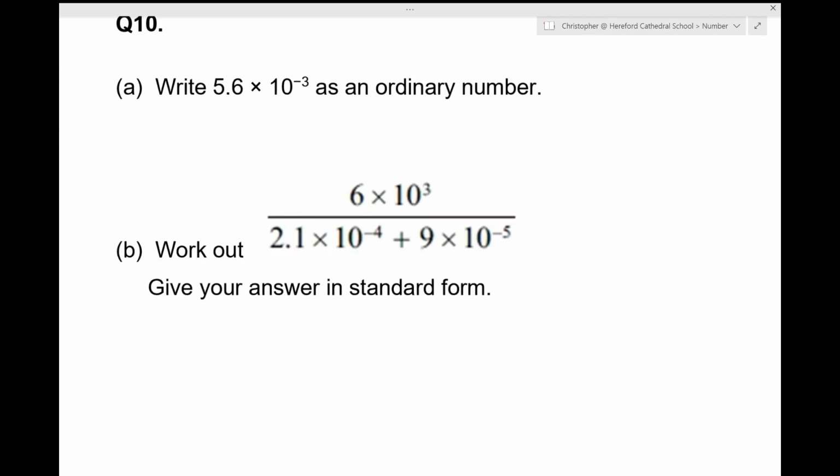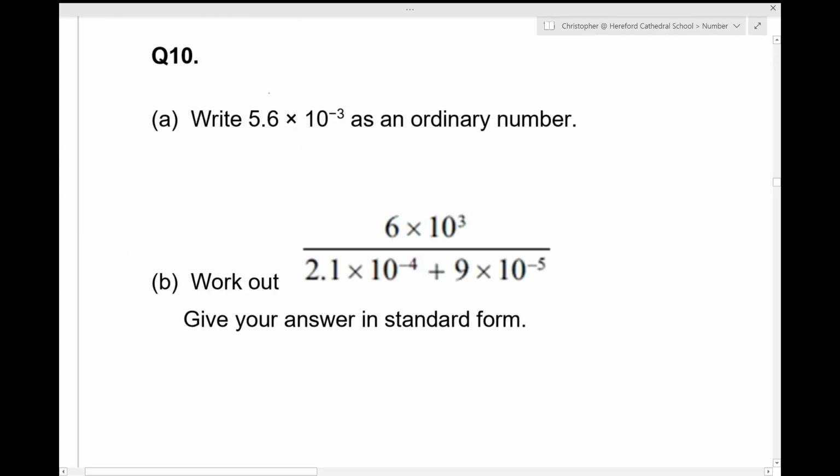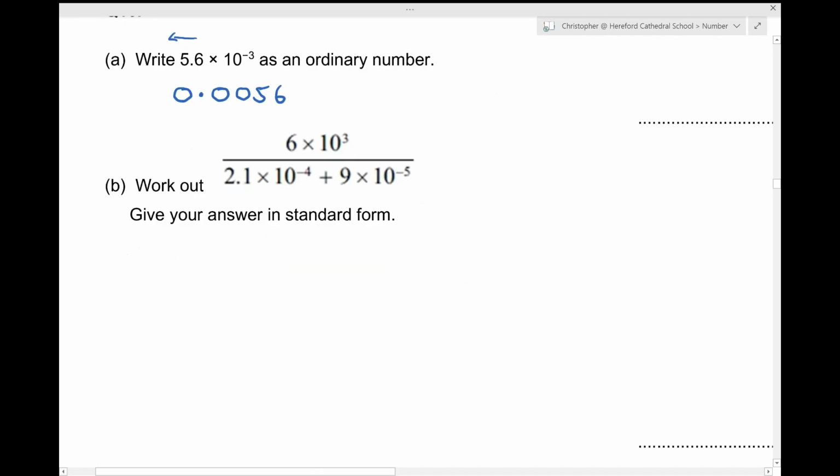Question 10. Right, this is an ordinary number. Well, I've got to move the decimal point 3 places backwards. One of those places is the 5. So now I've got that, and then I have 2 more hops before the decimal point lands. Part B. Right, so you can put that into your calculator using the fraction function, and when I do that on my calculator and press equals, I get the answer 20 million. Give my answer in standard form. Well, that's 2 times 10 to the power of 7.